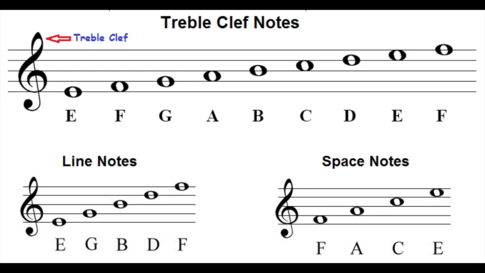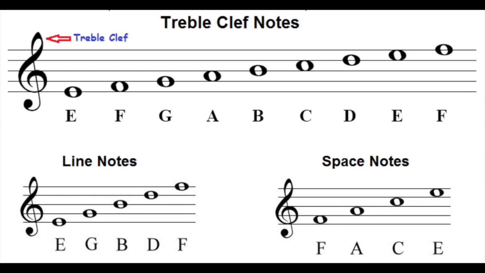So the first symbol we see here is called the treble clef. Kind of looks like a funny S or something like that. And the treble clef is just telling us what the names of the line notes and the space notes are. So if you have a different symbol there, that's going to change all the names of the notes. Alright? So looking at the bottom left-hand corner, we have the line notes E, G, B, D, and F.